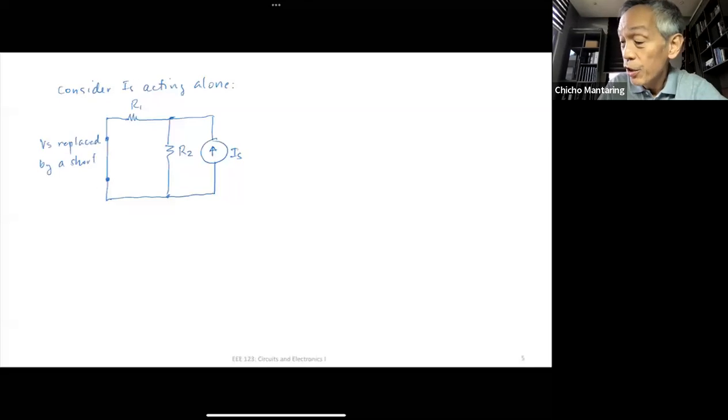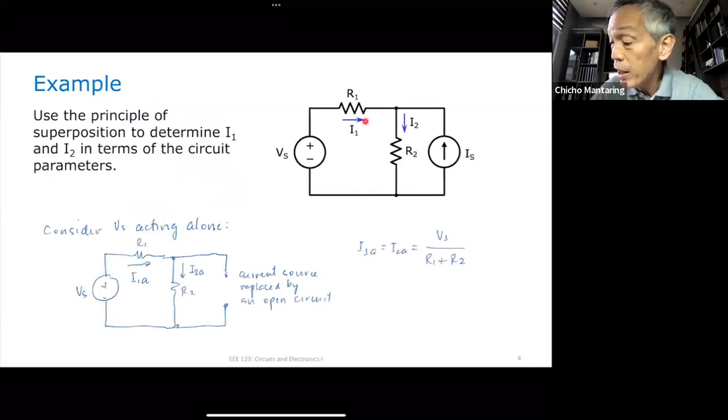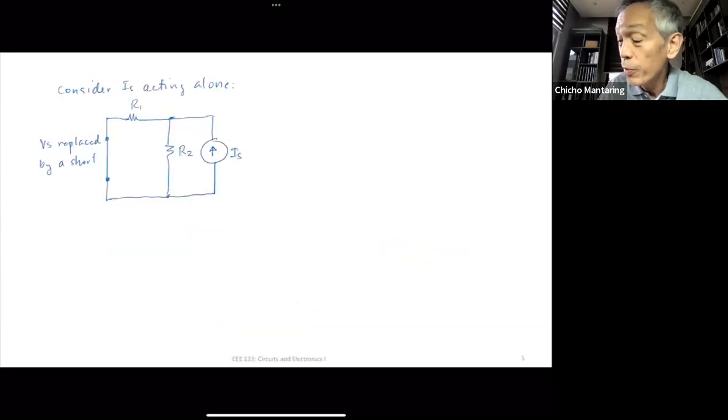Okay. So I have to follow the reference directions of I1 and I2 here. No? That's very important. Kung ano man yung reference direction ng I1 and I2 established dun sa problem, kailangan sundan ko yun. No? So this is going to be my I1B now. And this will be my I2B. No? I1B being due to IS acting alone, I2B being I2 due to IS acting alone.